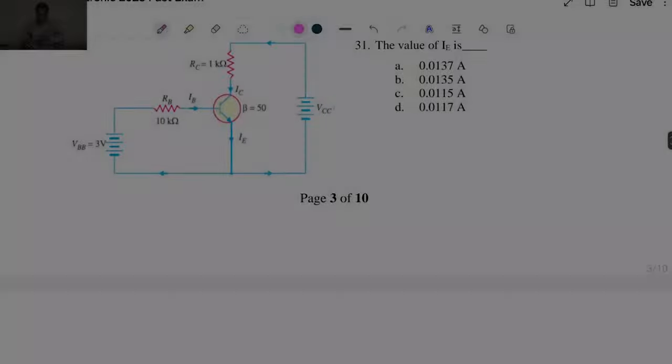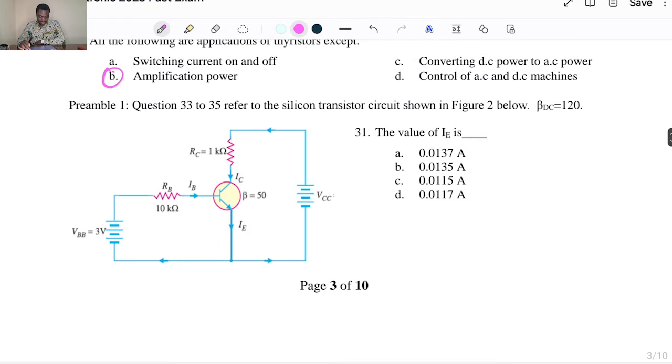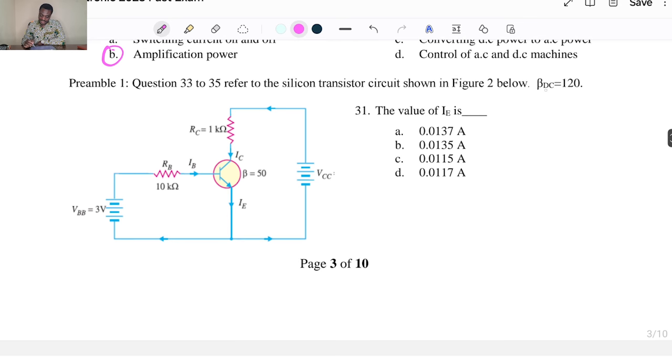We continue from question 31. Okay, so we have a preamble. Questions 33 to 35 refer to the silicon transistor circuit shown in figure 2 below. We have beta DC given as 120. Now, the first question, 31, the value of IE. So we look at this circuit diagram. We have to try and find IE, which is the emitter current.